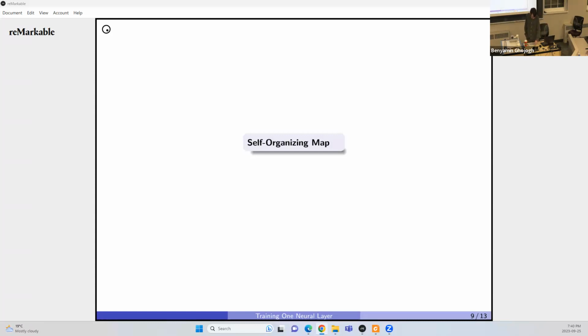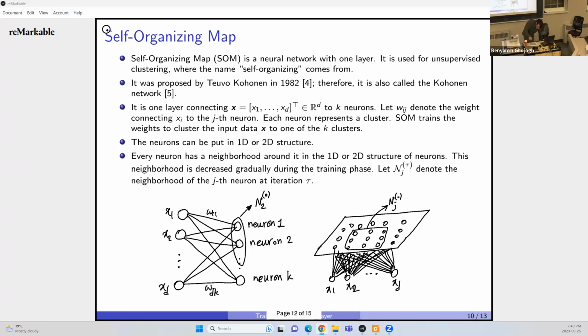Self-organizing map. That's also another fundamental network with one layer. So self-organizing map, or SOM, is a neural network with one layer. It is used for unsupervised clustering. Where does the name self-organizing come from? Because clustering, do you remember preliminaries? Clustering tries to figure it out itself by the pattern of data. So it self-organizes itself. It was proposed by Teuvo Kohonen in 1982. Therefore, it's also called Kohonen network.